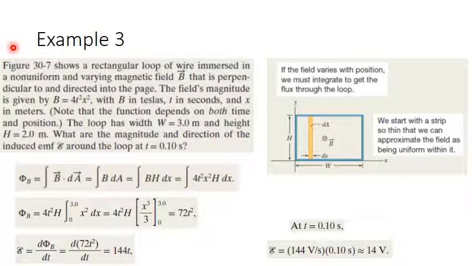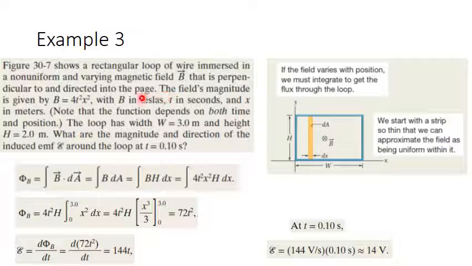Another example on Faraday's law and Lenz's law. Here we have a rectangular loop. The figure shows a rectangular loop of wire immersed in a non-uniform and varying magnetic field B that is perpendicular to and directed into the page. So the direction of the magnetic field is into the page.